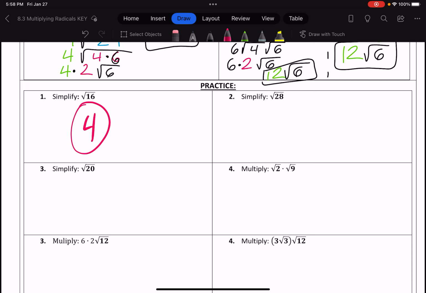That leads us to problem 2, where it says simplify the square root of 28. Now, at this point, if it's easier for you to list the perfect square factors, you're welcome to. You can list 1, 4, 9, 16, 25. All of those are lower than 28. But eventually, you guys will start simplifying these a little bit faster. So I know that 28 can be simplified to 4 times 7. And I know that the square root of 4 is 2, so this simplifies to 2 square roots of 7.